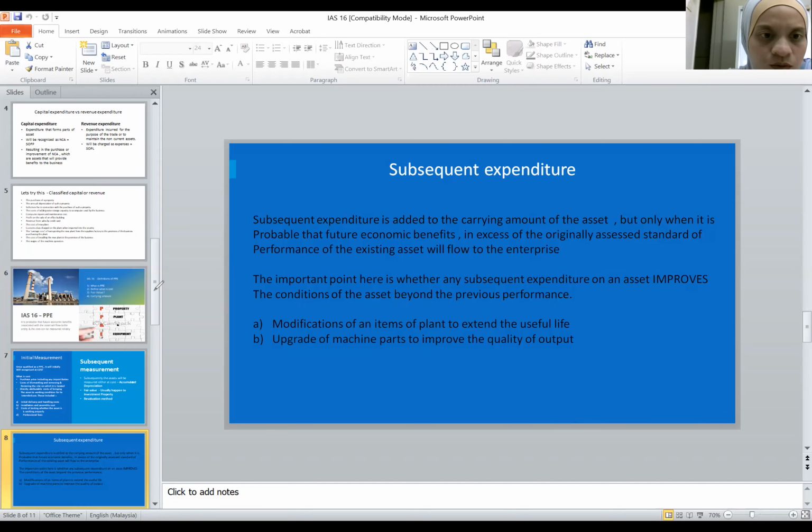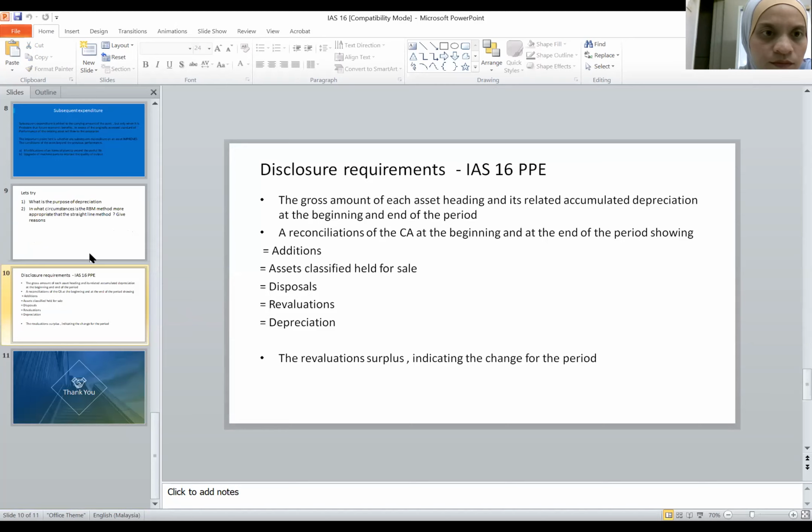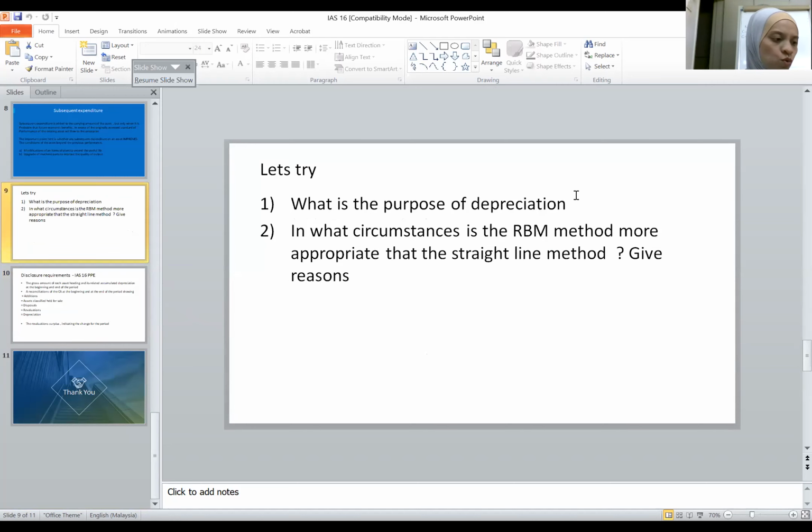And the last one, not the last one lah madam pun. Okay, so what is the purpose of depreciation class?